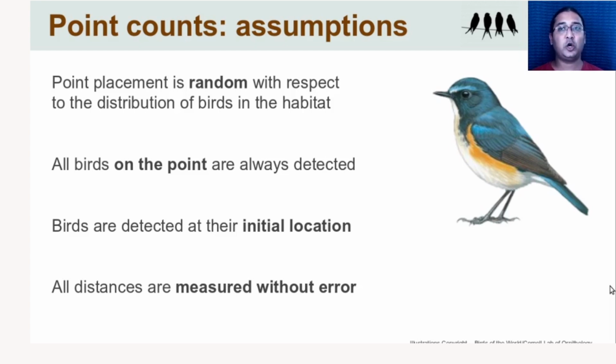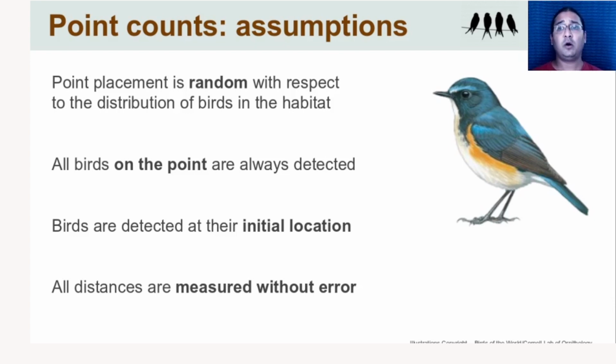And that's why this is called distance sampling, because you're measuring distances, and based on the way in which the bird detections are declining with distance, you can actually estimate the number of birds that have been missed and correct for non-perfect detection of these birds in the habitat.